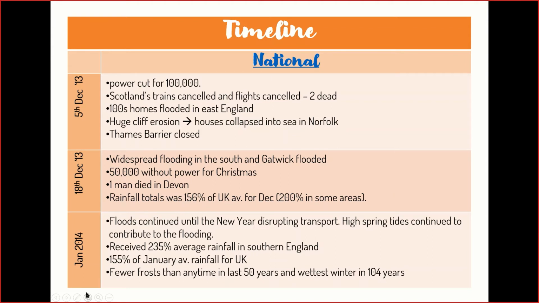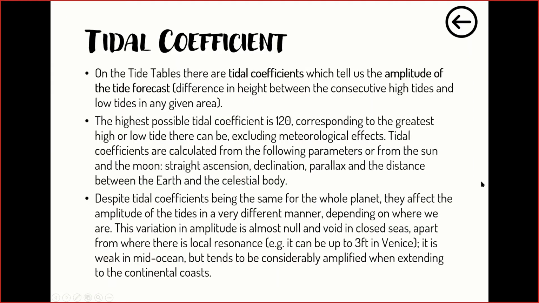That continued into January. It disrupted transport. We had high spring tides coming in then. Those records in terms of rainfall much higher than normal, much milder as well, much wetter but milder conditions. So air mass is coming from a different direction. And this does link to those tides, okay?